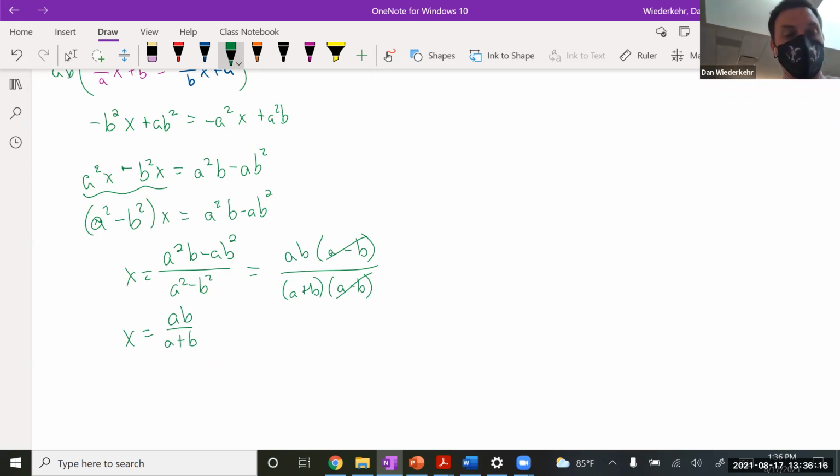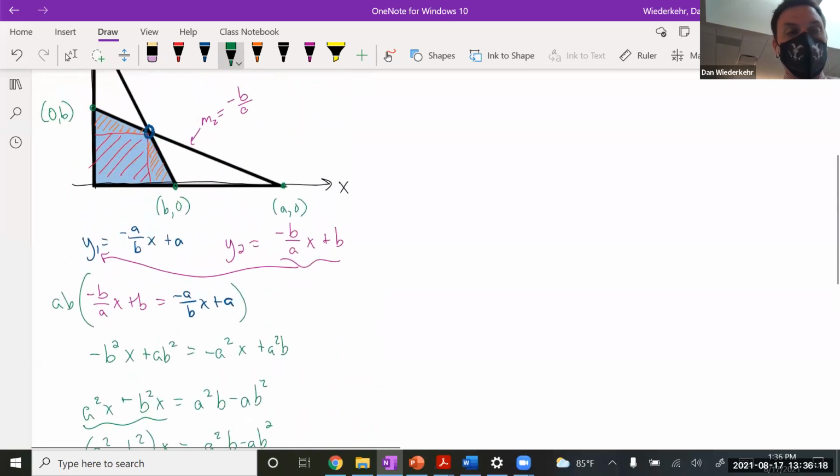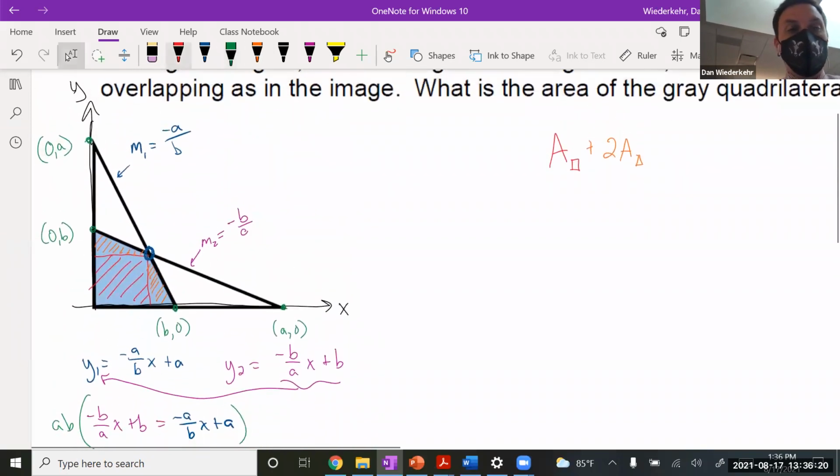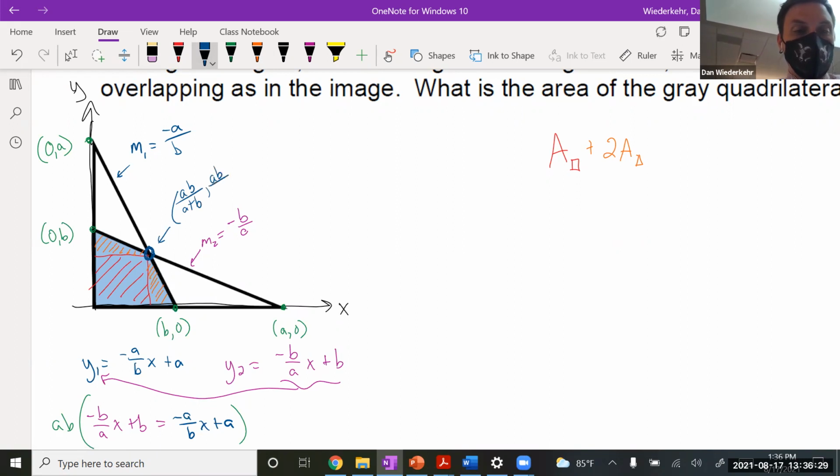That is beautiful. Okay. Now, let's talk about why that's beautiful. That means that this ordered pair right here is ab over a plus b, comma, ab over a plus b. And given that the vertex opposite of that is at 0, 0, we now know that the area of the square is ab over a plus b quantity squared.